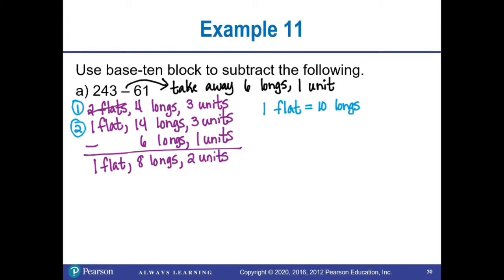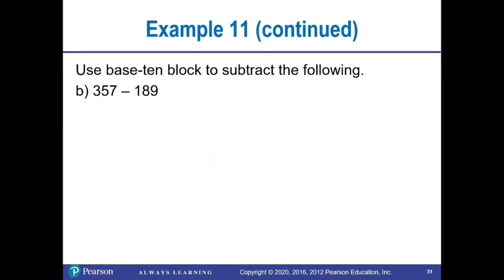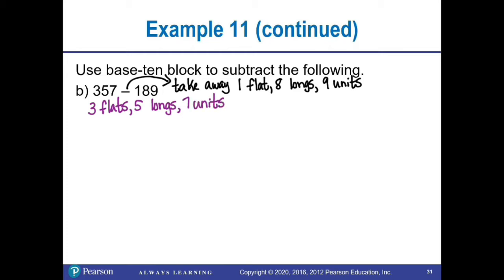The flats represent the hundreds, so we have 100. Longs represent our tens, so 80, and then the units represent our ones, so 182. Let's look at another. Again, our subtraction here tells us we are taking away. For this problem, we're going to take away 1 flat, 8 longs, and 9 units. I start with 357, so 3 flats, 5 longs, and 7 units. I need to take away 8 longs, so I don't have enough longs to take away.